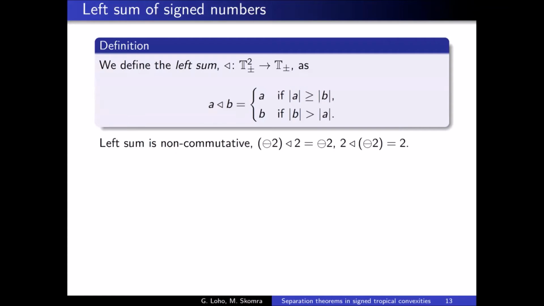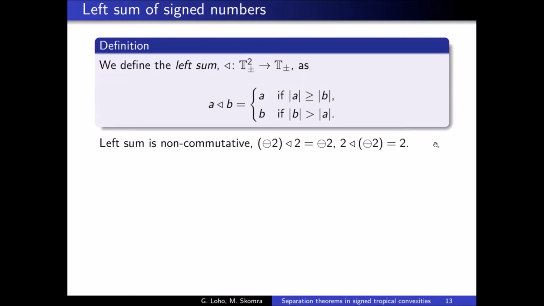The type of addition that we use is the left sum that Georg already discussed. The left sum behaves exactly like the multi-valued sum in all of the non-problematic cases, but in the problematic case, it is non-commutative. It simply says that in the problematic case, the result is the number on the left. So -2 plus 2 will be -2, while 2 plus -2 will be 2. So this is a nice operation.